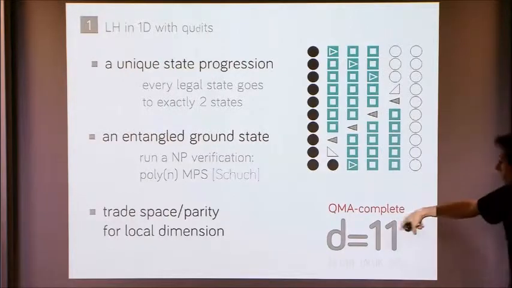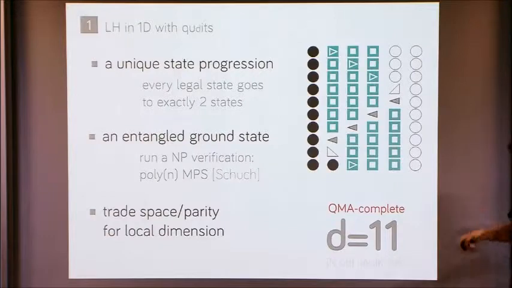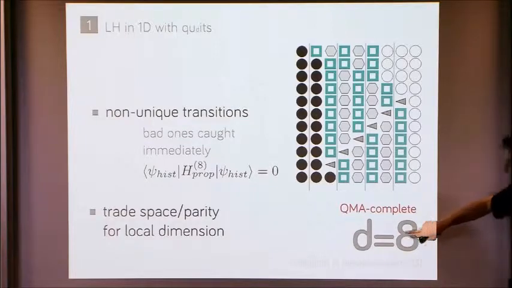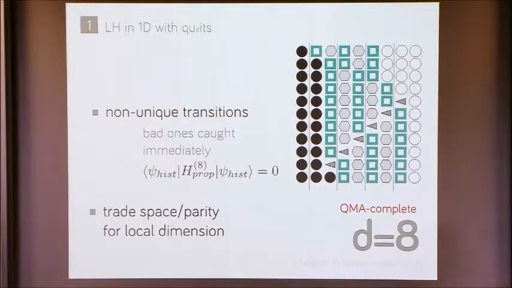So you can trade parity for local dimension and go down to 11. I've shown this in 2008. And then with Sean Hallgren and Sandeep Narayanaswami, we have shown that you can go down to 8-dimensional particles and the problem still stays QMA complete, but now becomes frustrated. So you need a better precision. Or the question is, is the ground state energy lower than this or greater than this, with a much smaller promise?